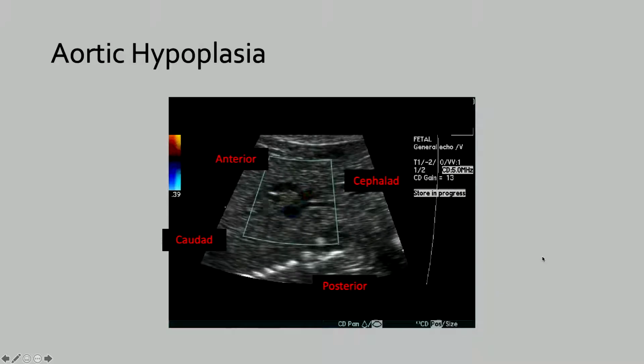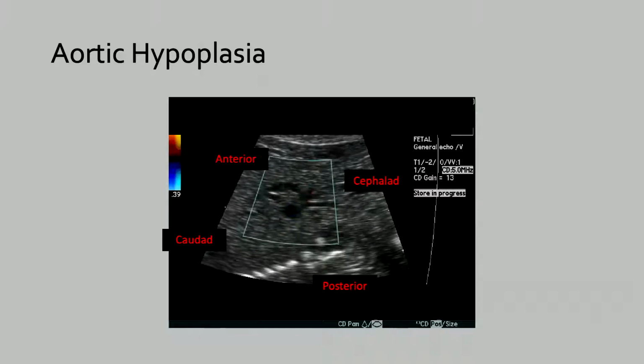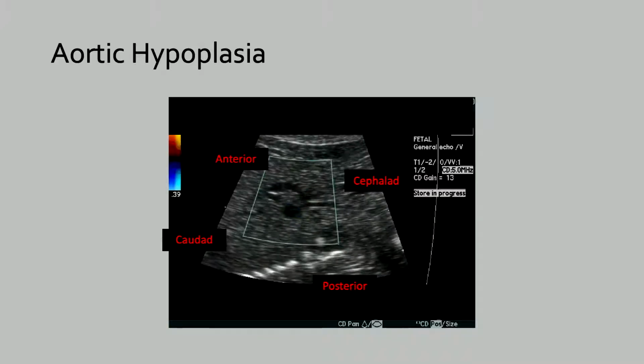The red jet means that there's retrograde flow in the aorta. Blood's heading in the wrong direction. And the reason it's heading in the wrong direction is because there's aortic atresia. There is no blood flow forward. The ductus arteriosus is supporting retrograde flow into the aortic arch.